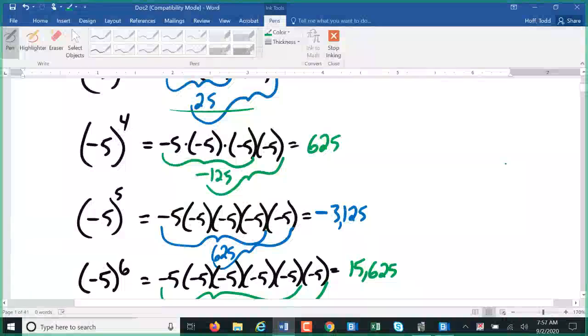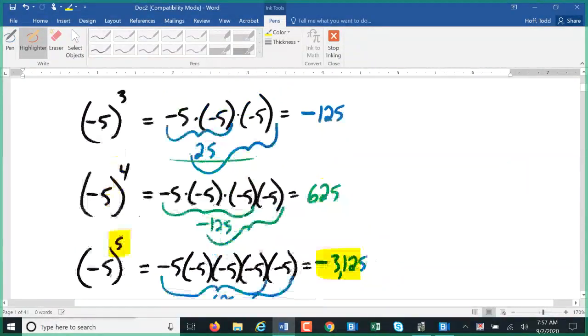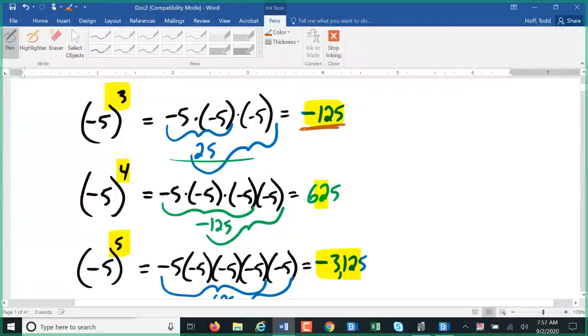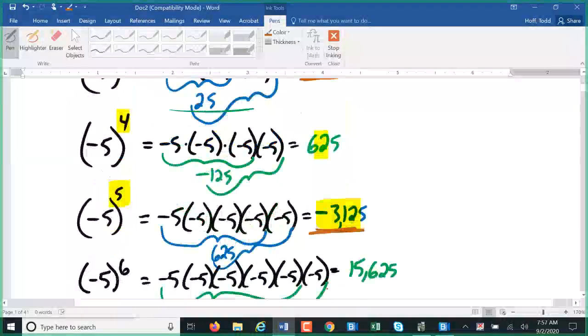Now the pattern I was hoping to establish here is very evident. You can see that the odd powers are the ones with the blue solutions, and the even powers are the ones that have the green solutions. All of the odd powers gave us negative results, and the even powers gave us positive results.